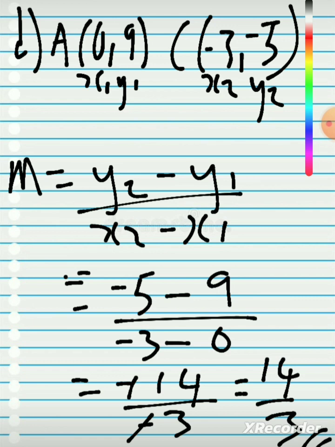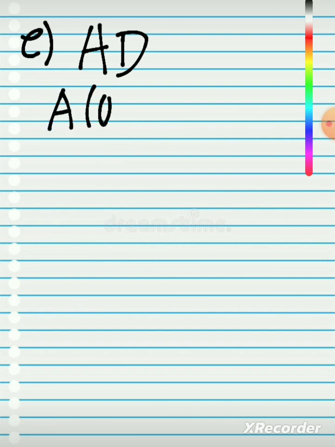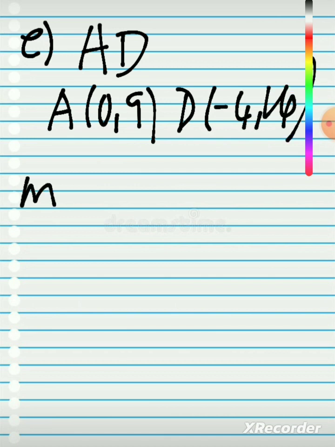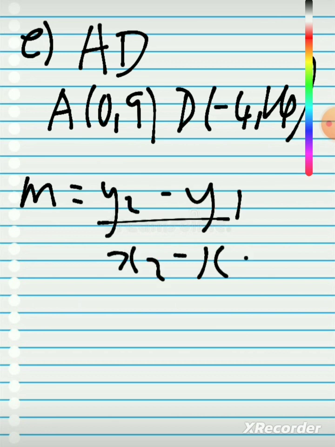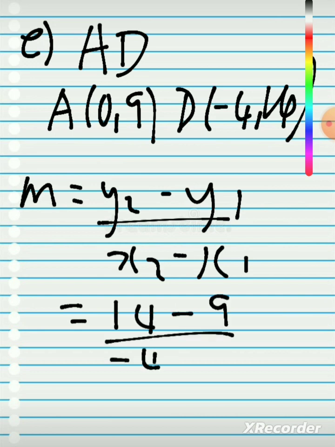Okay, we go to E. E, we have AD. Okay, so A is 0, 9, and D is -4, 14. Gradient is y2 minus y1 over x2 minus x1. Y2 is 14 minus y1, which is 9. X2 is -4 minus x1, which is 0. So 14 minus 9 is going to be 5. -4 minus 0 is -4. Okay, so you leave it here.